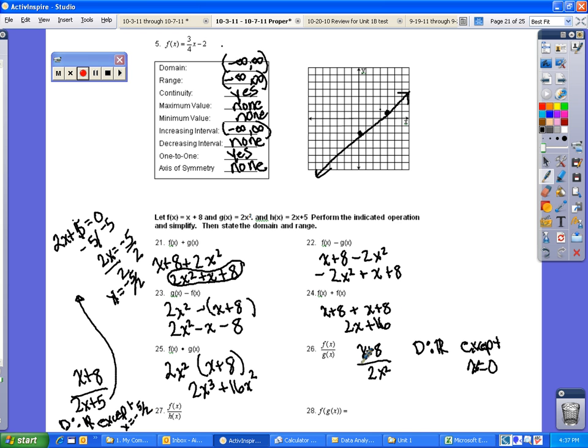And then composition f of g of x, that's when I'm going to take f of x, which is x plus 8, and I'm going to put into it g of x, which is 2x squared. So I'm going to take 2x squared, the whole function, and I'm going to substitute it, or replace it, get rid of that, with 2x squared. So if I get rid of that and put that there, it's going to be 2x squared plus 8. Okay, that's your answer.